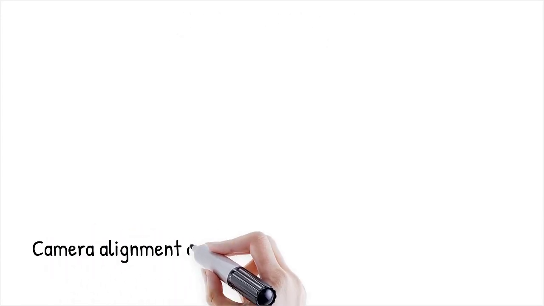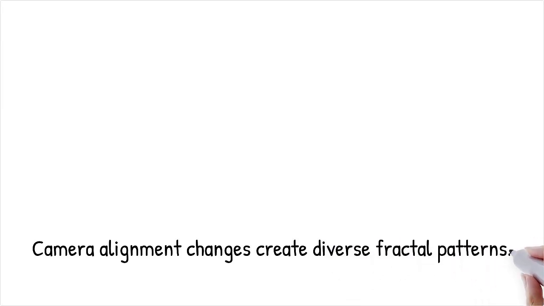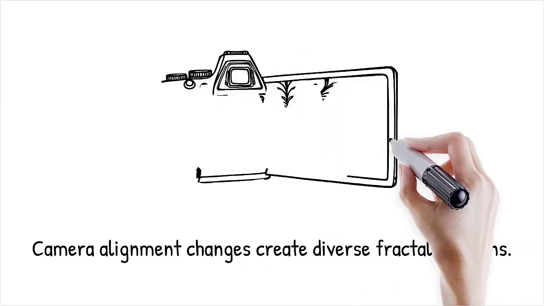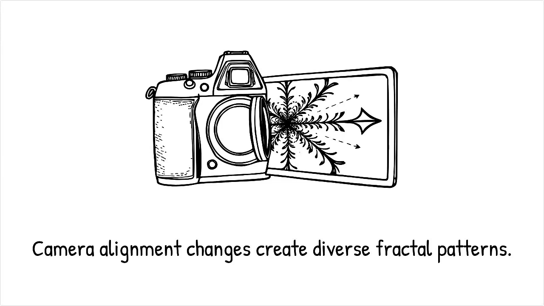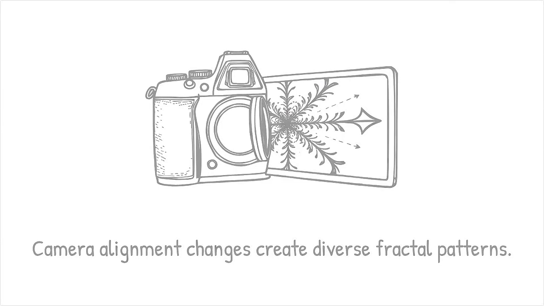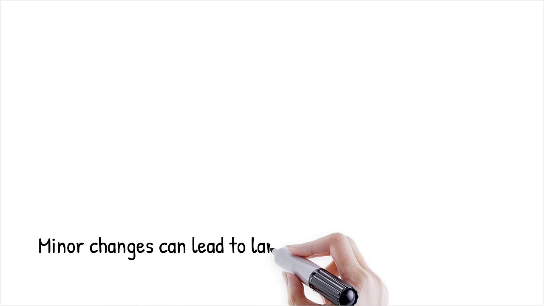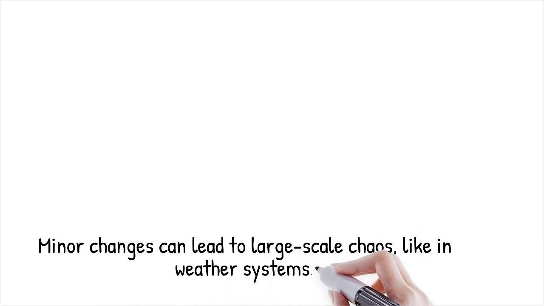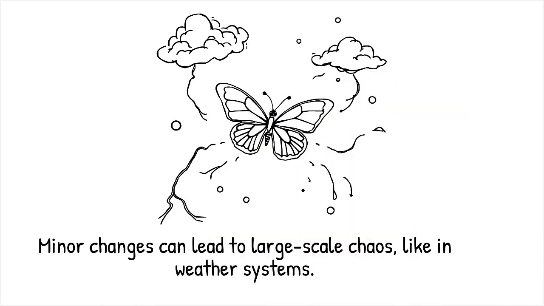A slight change in the alignment of the camera with the screen creates asymmetry, leading to unpredictable and diverse fractal formations. Weather systems exhibit similar chaotic behavior, where minor fluctuations, like a butterfly flapping its wings, can influence large-scale outcomes. In the feedback loop, tiny changes cascade into complex fractal patterns.